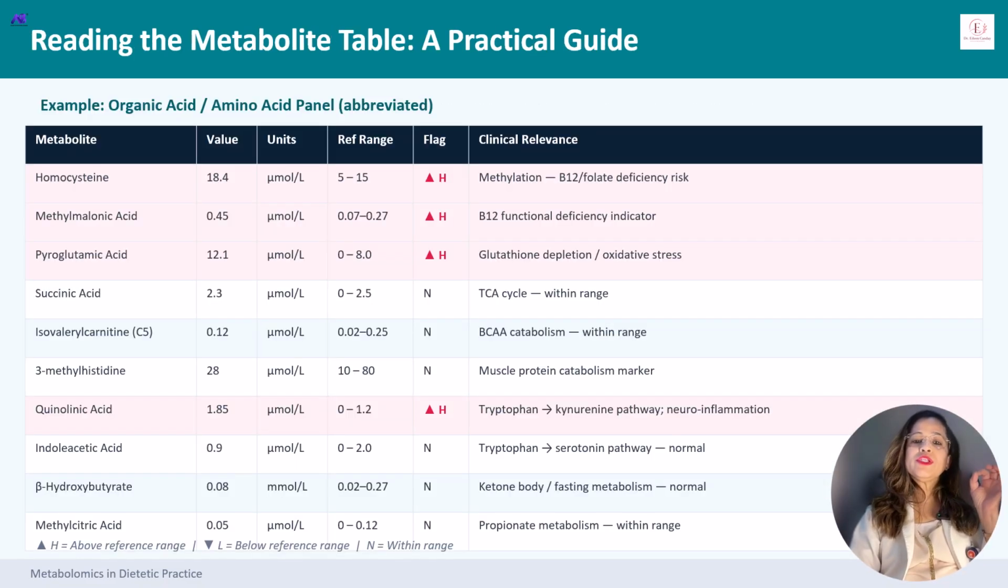Now, reading the metabolite table. This is basically a slide which will give you a little understanding of how you should be reading the report: flagged results and their clinical meanings. Homocysteine 18.4 micromoles per liter, if you look at this report, shows high.